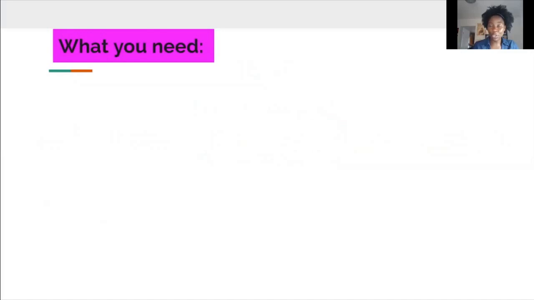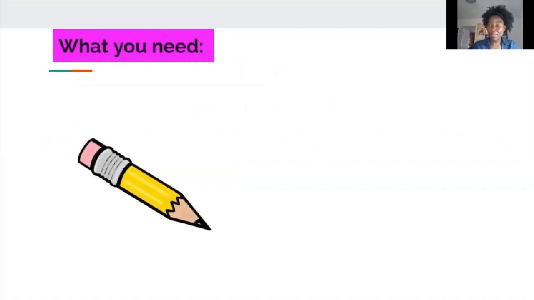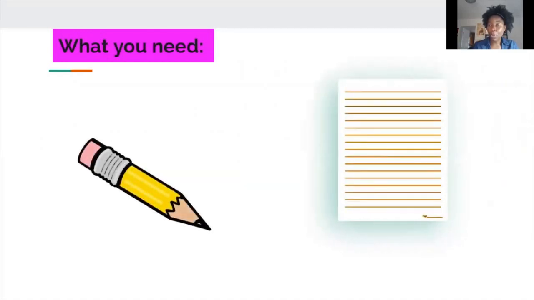What you will need for your instruction today: a pencil, a sheet of paper, or if you have a notebook, that's fine. I'll give you a few seconds to grab those materials.